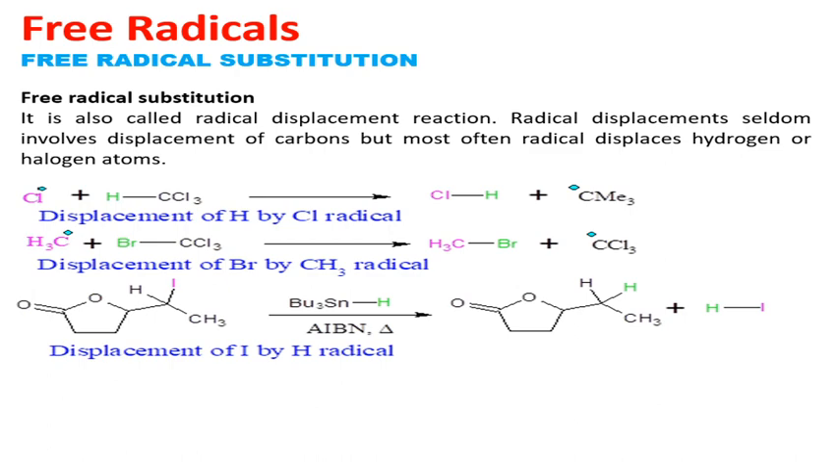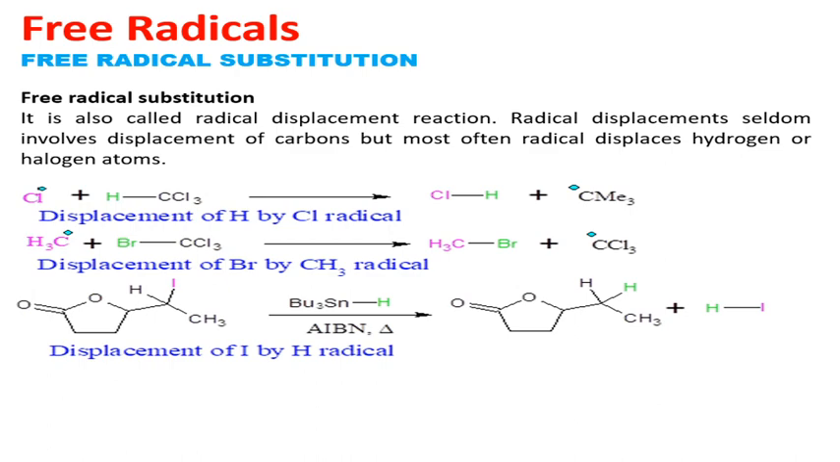Now in this lecture, we have to study free radical substitution. This free radical substitution is also called a radical displacement reaction. That means what? A radical displaces an atom from the molecule, or an atom from the molecule is replaced by the radical. See the following three reactions. In the first reaction, the chlorine generated during the course of the reaction displaces hydrogen.